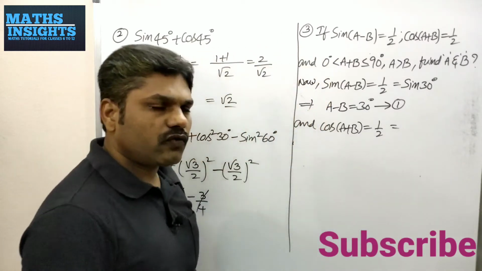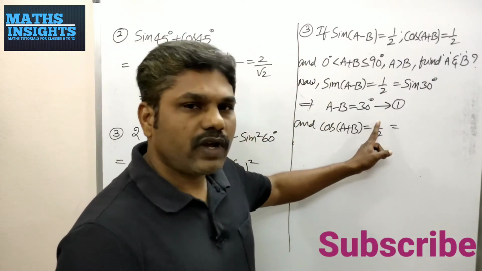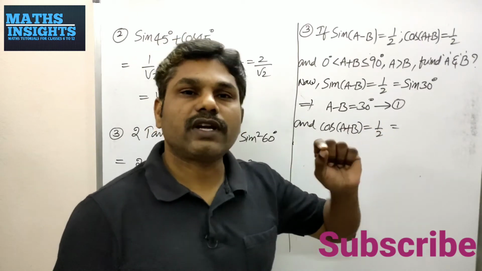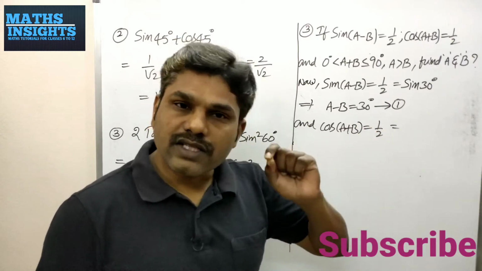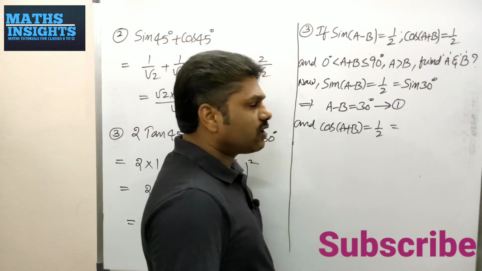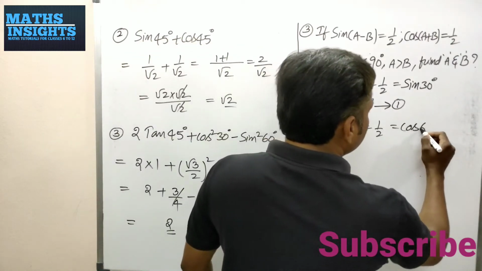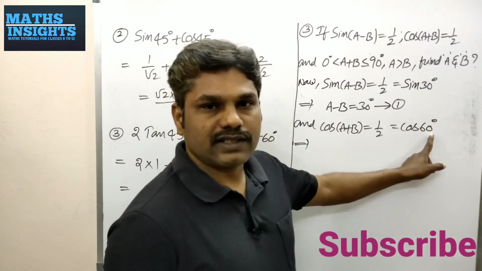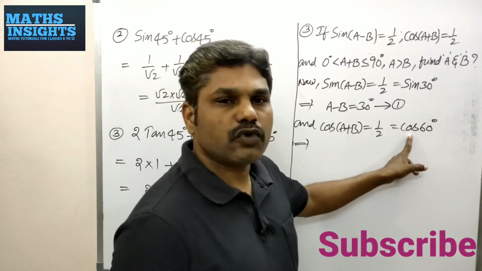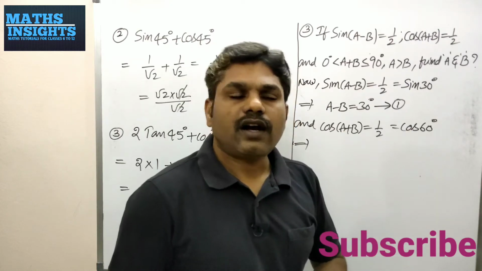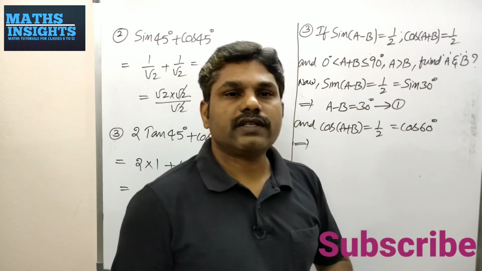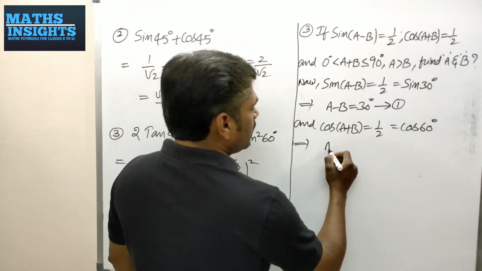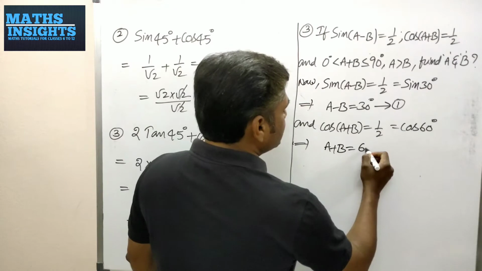Similarly, you have to find for which value of angle cos becomes 1 by 2. If you observe from the table, it is for cos 60. Cos 60 is equal to 1 by 2. Therefore, cos (A plus B) is equal to cos 60. I am removing cos on both sides, because if you do any operation on both sides, they will remain equal. Therefore, A plus B is equal to 60 degrees.